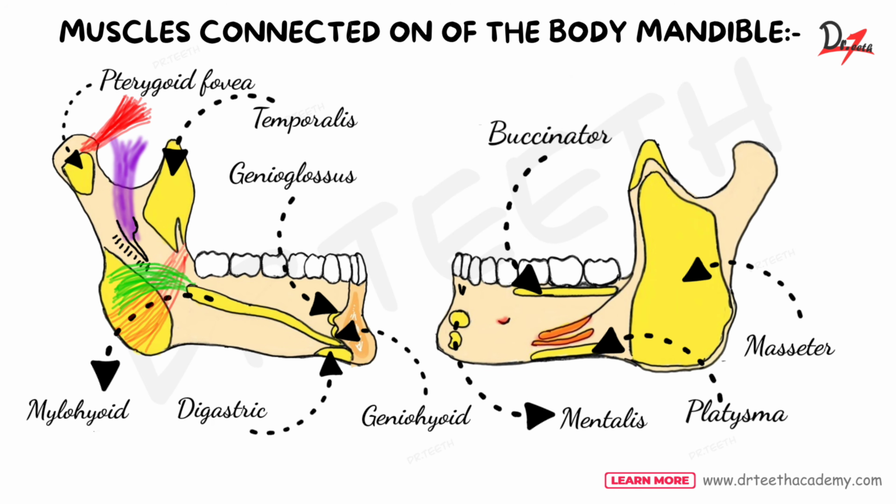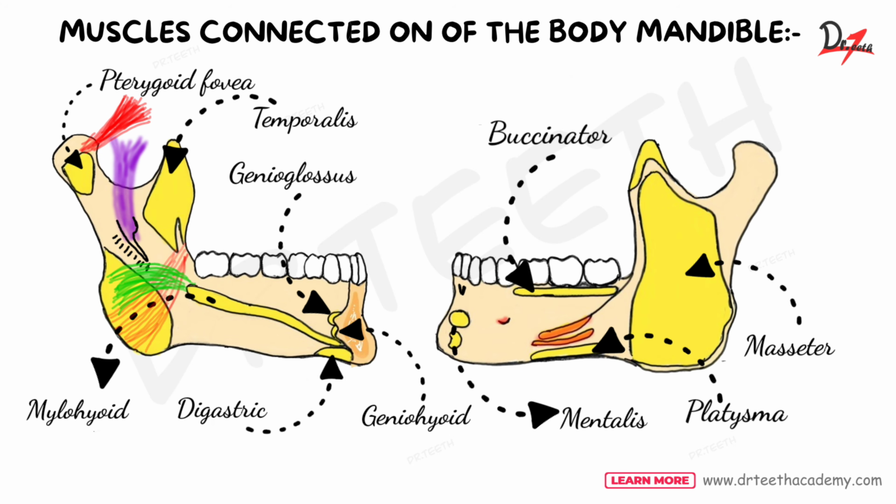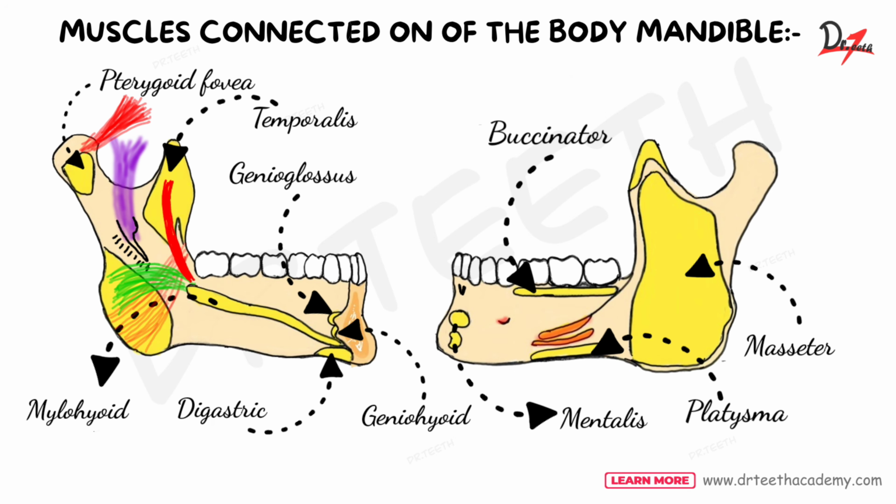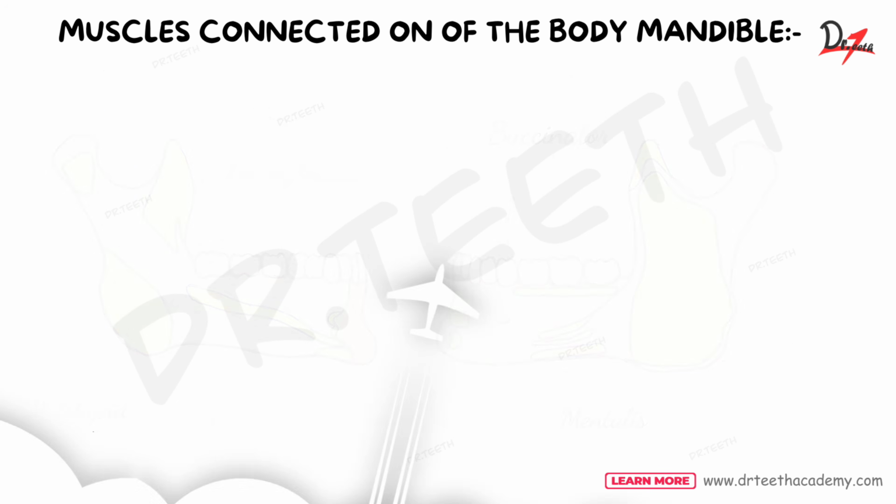Here we have the superior constrictor muscle, which originates from the area above the posterior end of the mylohyoid line. Pterygomandibular raphe is attached immediately behind the third molar tooth, in continuation with the origin of the superior constrictor muscle.